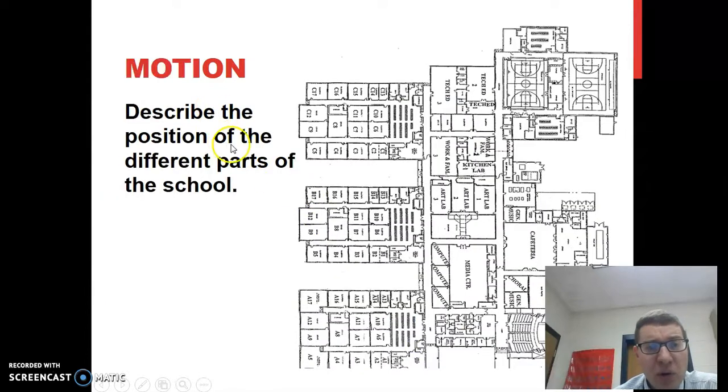All right, so motion. Continuing here, here's a map of our school, and we're going to describe the different parts of the school. So in class, we described the different parts of our school. We said my room is down here in House A. We've talked about the gym is all the way up here. So there are different positions. And each house is on the left side of the school. Cafeteria is on the right. So we had a nice discussion about the different parts of the school.